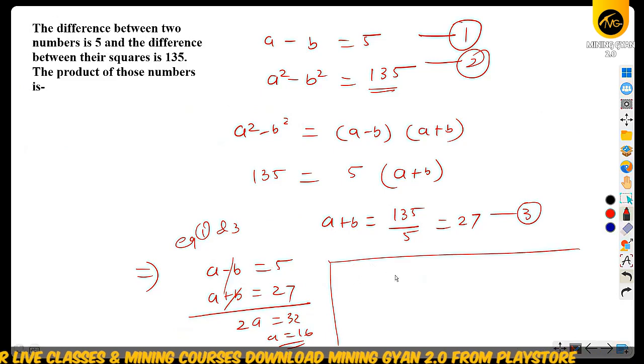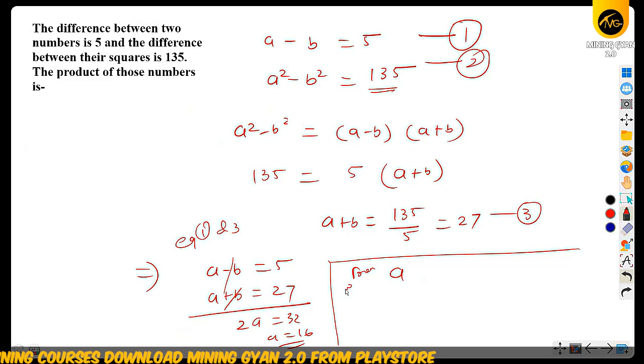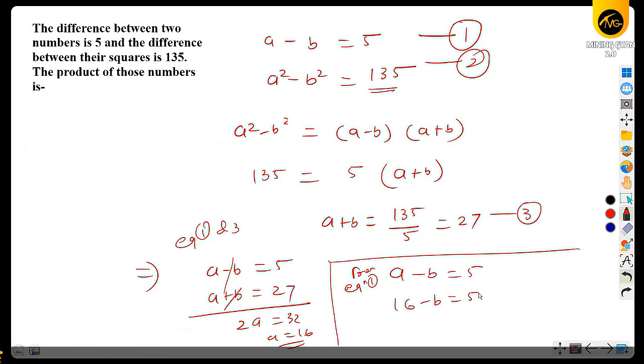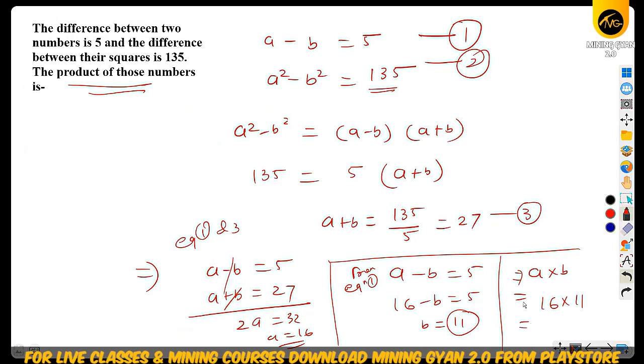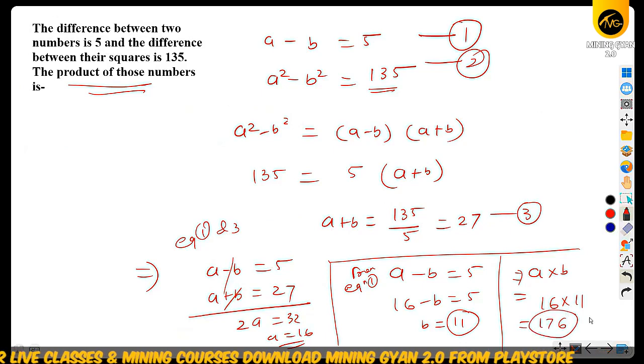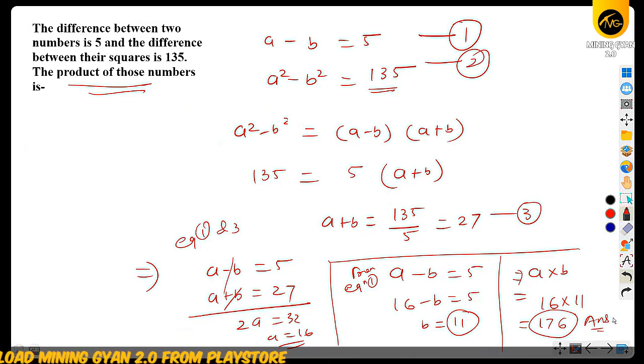Now we have to find the value of b by equation number 1 or 2. We can say that 1. a minus b is equal to 5. So a is 16 and 16 minus b is equal to 5. So b is equal to 11. Now we have to find the product of those numbers. So a into b is equal to 16 into 11. It will be 176. So the product of those numbers is 176.